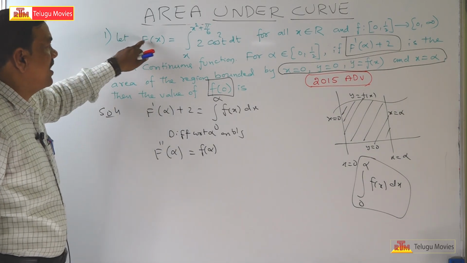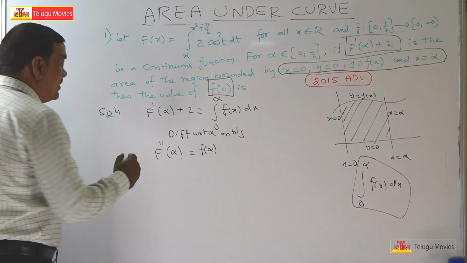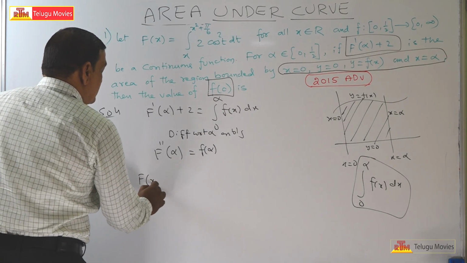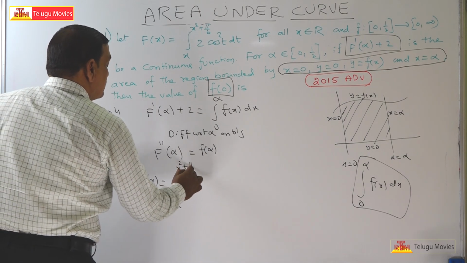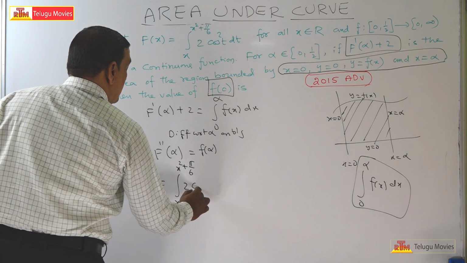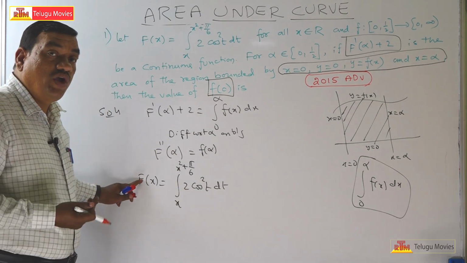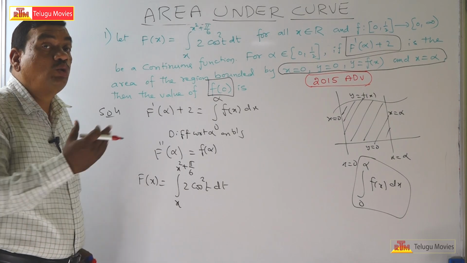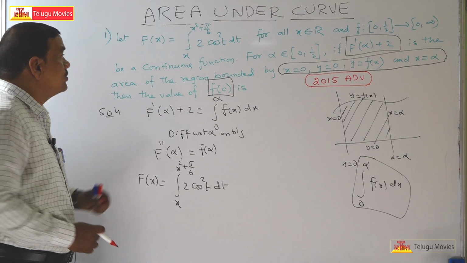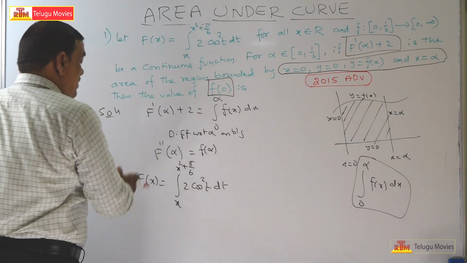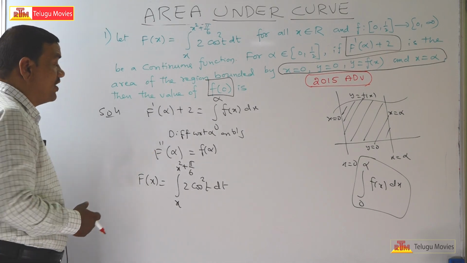See the relation, small f of x is given, capital F of x is given. So first, take capital F of x is equal to the integral from x to x square plus pi by 6 of 2 times cos square t dt. First we have to differentiate this function 2 times. Why? Because F double dash of alpha we want. So first F dash of x we will find out, and afterwards we will substitute alpha is equal to 0.